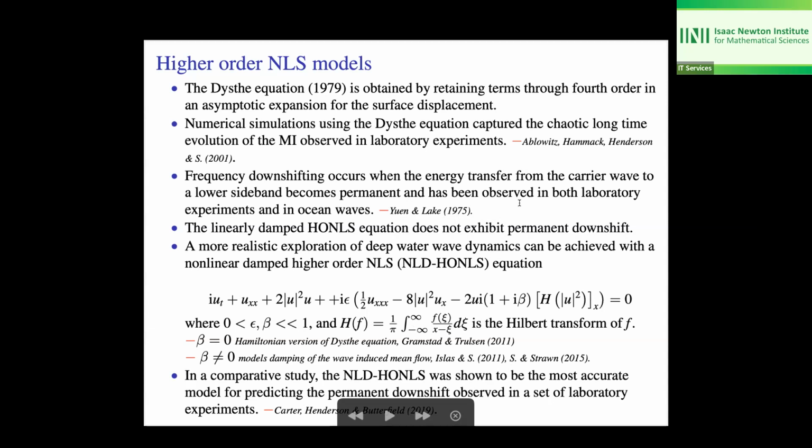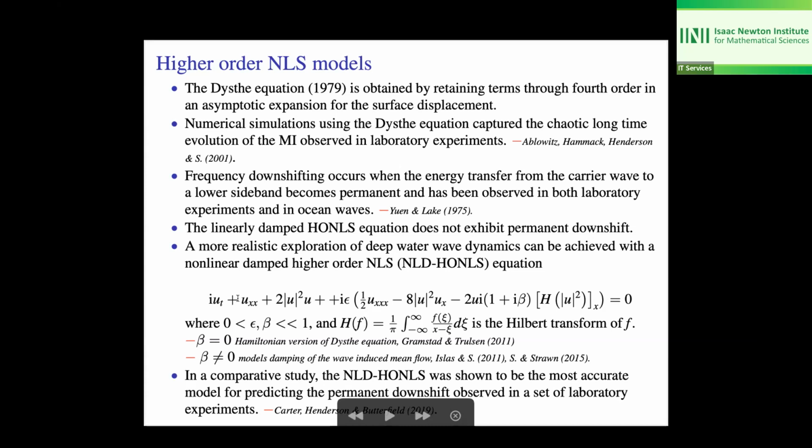And so, one of the natural things is that it's natural to include damping into the model for describing frequency downshifting, since typically there's a significant decrease in the energy in the system.